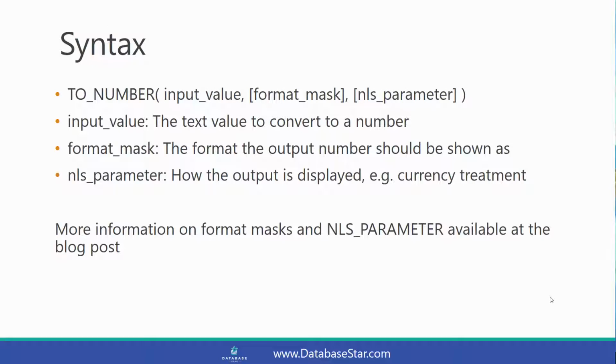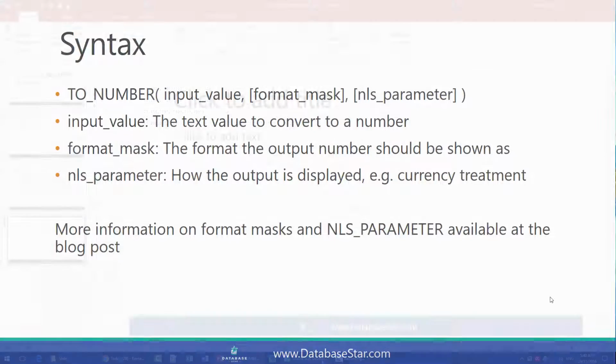The syntax is shown here: TO_NUMBER, input value, format mask, and NLS parameter. The input value is the text value to convert to a number. The format mask lets you specify the format that the output number should be shown as. And the NLS parameter is how the output is displayed, such as the treatment of currency values. There is more information on format masks and NLS parameters available at the blog post linked in the description.